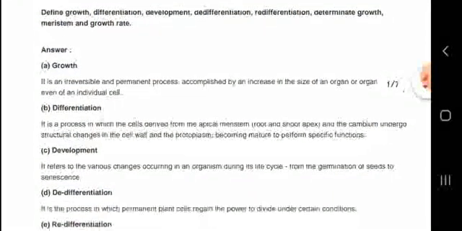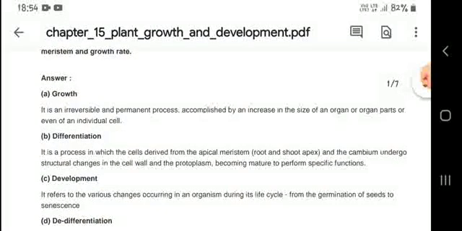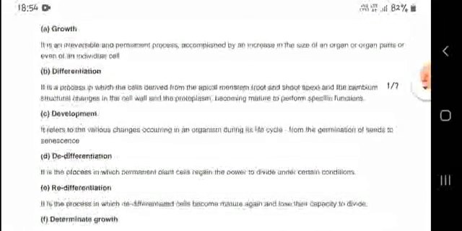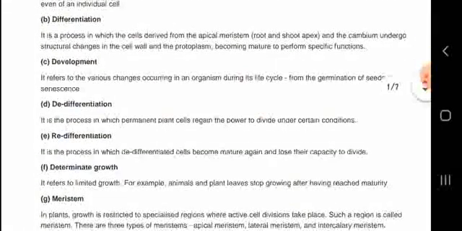So growth, it is an irreversible and permanent process. And differentiation, it is a process in which the cells derived from the apical meristem and the cambium undergo structural change. Development, so it refers to the various changes occurring in an organism during its life cycle.